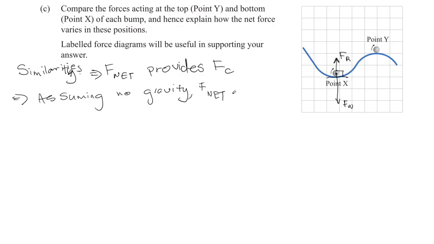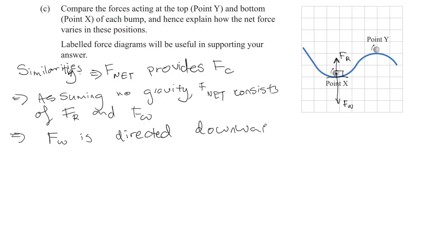F net consists of resultant force and weight force. And then here we can say Fw is directed downwards.